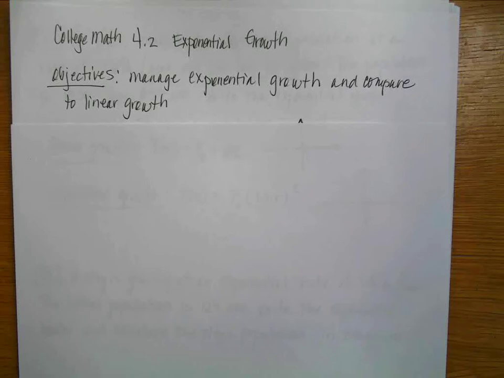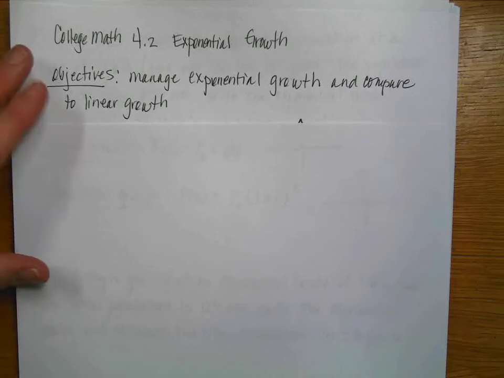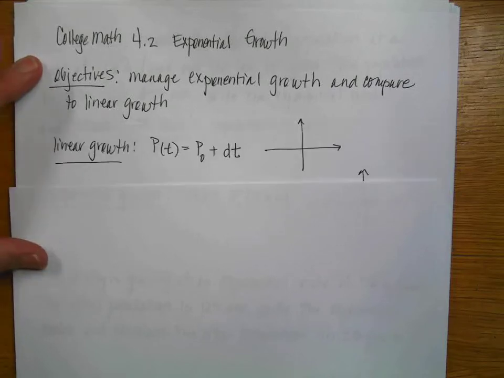Math Humans. We're going to do 4.2 today. We're going to be talking about exponential growth. So our objectives are that we're going to model exponential growth and we're going to compare it to linear growth. So we're actually going to start with our linear growth.